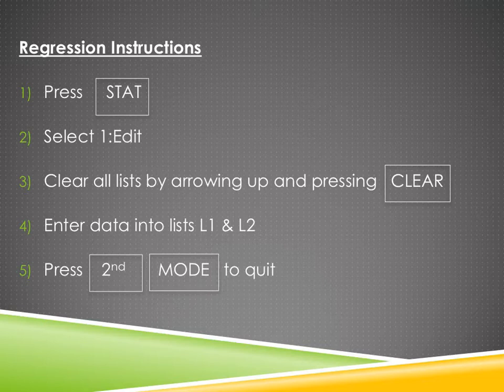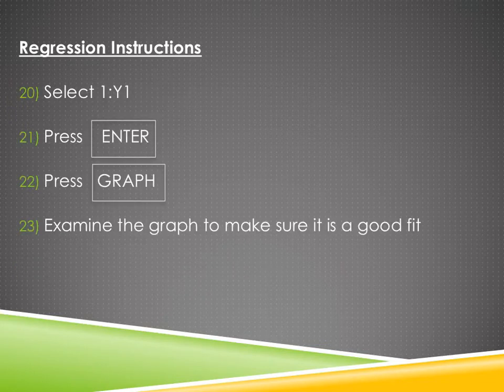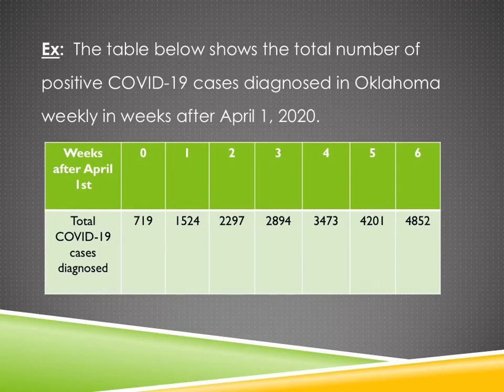So what we're able to do then is put data into a table. If you flip over to the next page in your notes, you'll see the data that we're going to put into the table. It's one of my brand new questions. This table shows the total number of positive COVID-19 cases diagnosed in Oklahoma weekly, in weeks after April 1st. So this is really early on in Oklahoma, right as you were starting to do all your stuff online with your professors last semester.